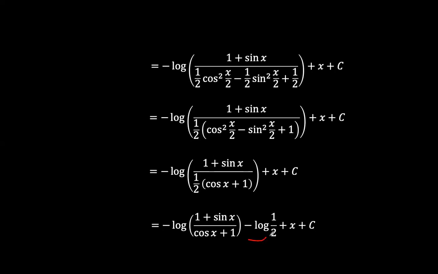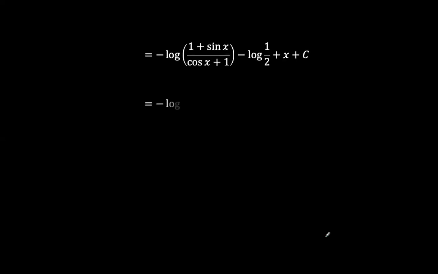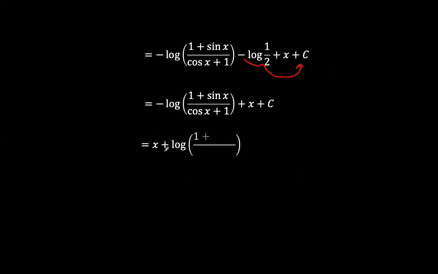So this is a constant, and we can bunch it with this constant so that eventually we do have minus log of 1 plus sine x over cosine x plus 1, plus x plus c, because this is just a constant that can be bunched together with that constant. And so, by reversing these items so that the negative sign goes away, we have x plus natural logarithm of 1 plus cosine x over 1 plus sine x plus c as our answer.